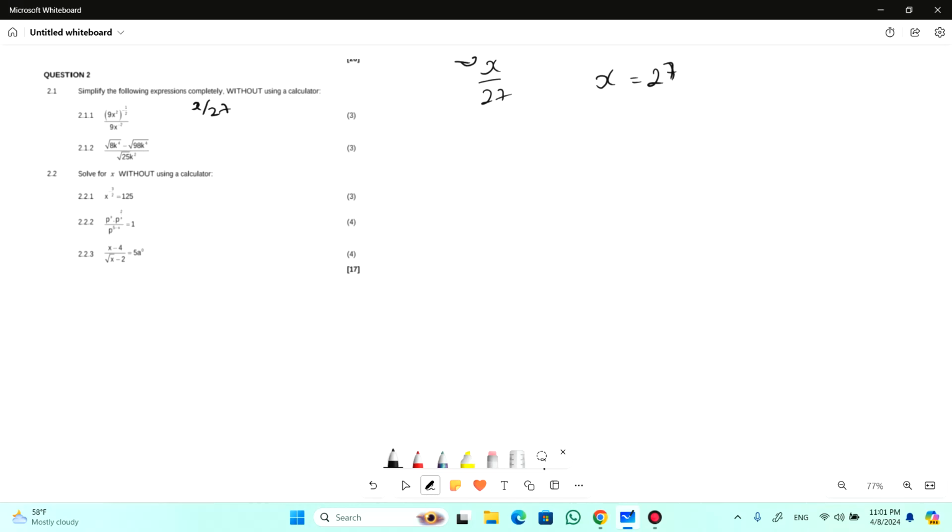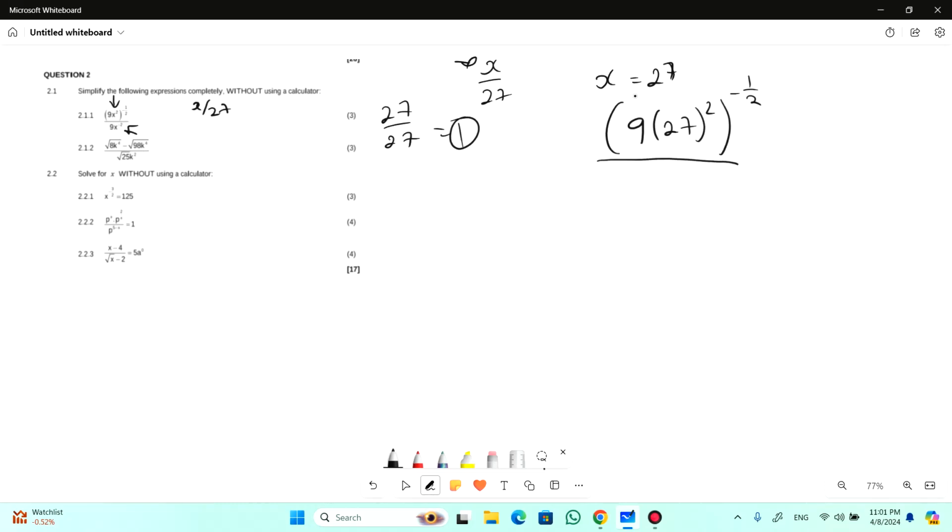So I put 27 there, like 27 over 27. This would give us 1. So meaning if I put that same 27 here in place of x, I should also get a 1. Let us see. So if I have 9 times 27 squared to the negative a half, make sure to use the brackets, guys. And here again, 9 times 27 raised to the power of 2. If you plug this on a calculator, you should get a 1.